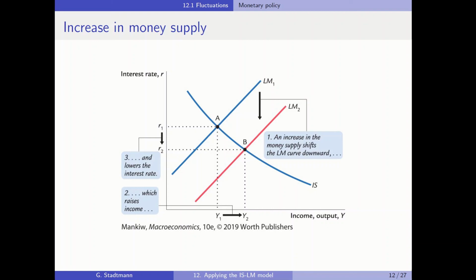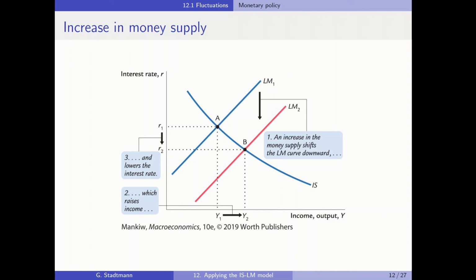When the central bank increases money supply, the LM curve shifts downwards or to the right, and therefore the new equilibrium in point B is at a higher rate of GDP. So GDP is higher in situation B compared to situation A, and hence also an expansionary monetary policy is able to cure the problem of a low GDP level. An increase in money supply is the right medicine to reduce the unemployment rate.